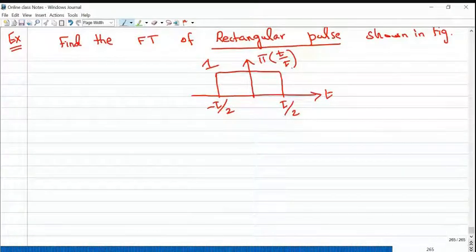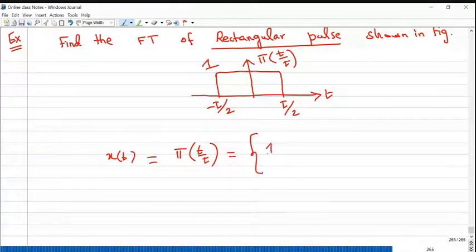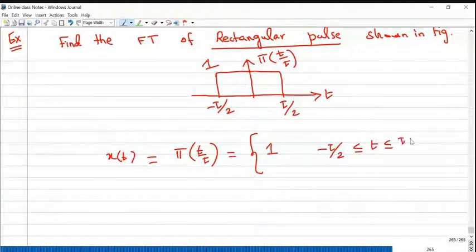Okay, if this tau becomes 1, then it is pi of t from minus 0.5 to plus 0.5. But for finding Fourier transform purpose, we always refer to the standard format of the rectangular pulse, minus tau by 2 to tau by 2. The value of the signal is 1, which is represented by pi of t by tau. We'll consider x of t magnitude 1 from minus tau by 2 to tau by 2, 0 otherwise.